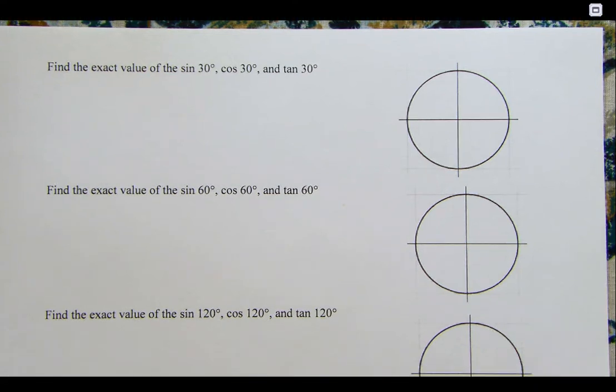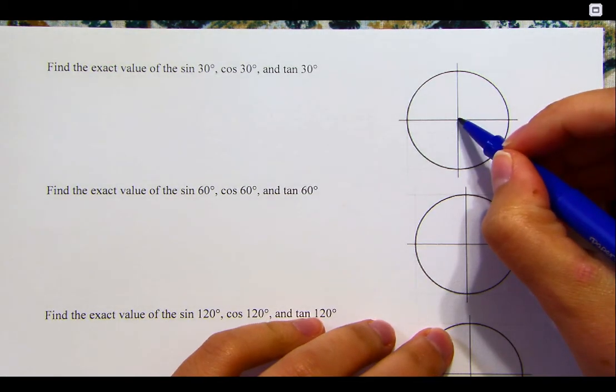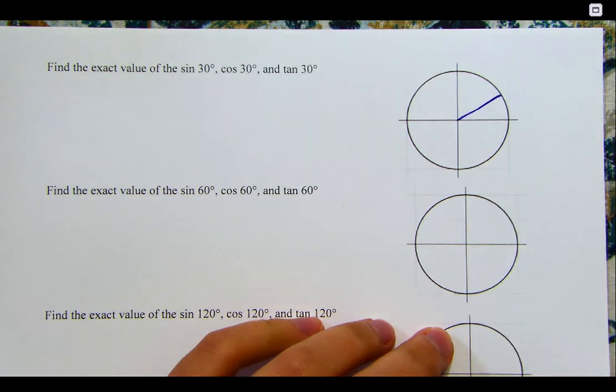All right, so next we're going to find the exact values for sine, cosine, and tangent of 30 degrees using our unit circle. So again, I'm going to start by drawing an angle in standard position. So 30 degrees would be about here. And then I'm going to draw a right triangle.